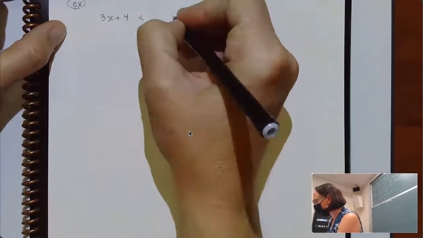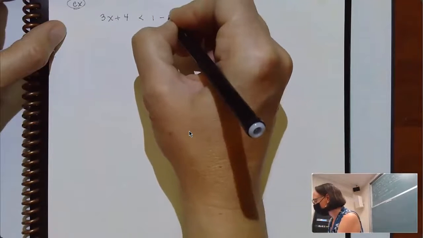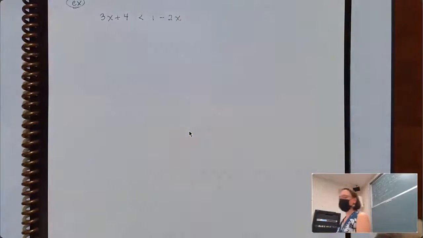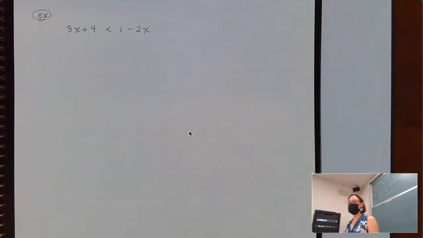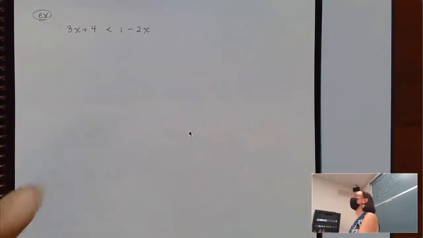3x plus 4 is less than 1 minus 2x. So when we're solving an inequality, we basically pretend that that was an equal sign. And as long as we do the same thing to both sides, we haven't changed the problem. There is a catch. And some of you may remember this rule about when you multiply by a negative number. Anyone remember what you have to do when you multiply by a negative number? Yep, totally. You flip the inequality sign.